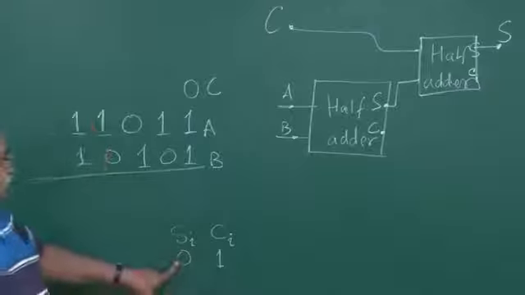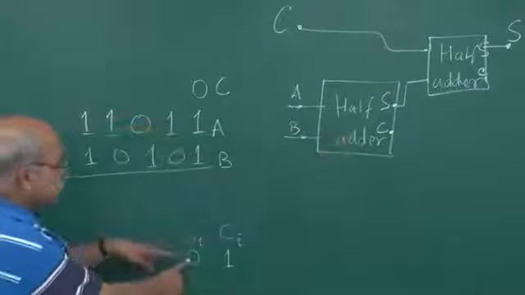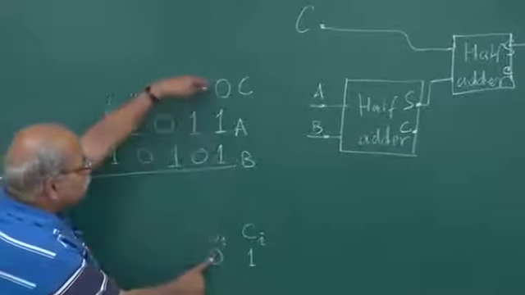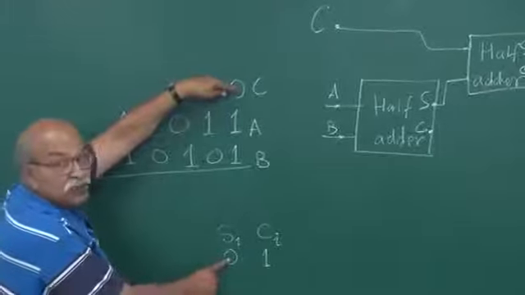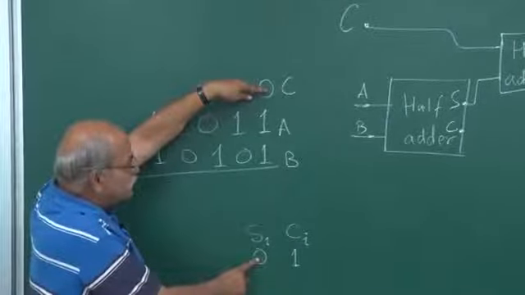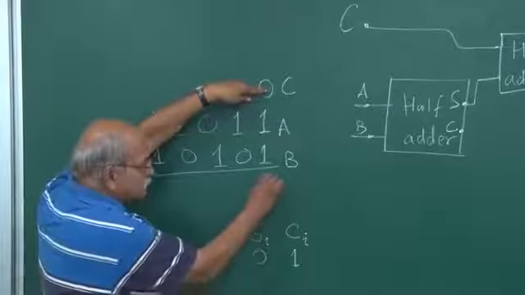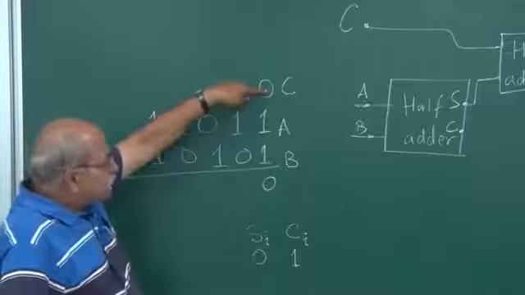Check. This is the output of this first half adder, which is 0, and then the carry is 0, 0 and 0. If you do this half adder operation, that will give you sum as 0. So this is the sum. And how do you get the final carry?